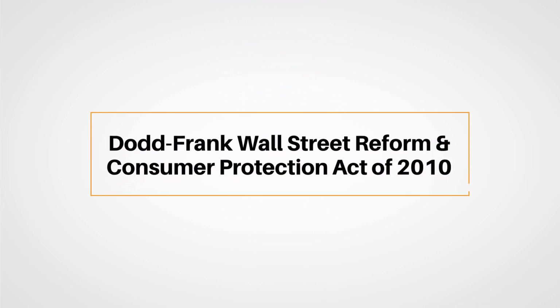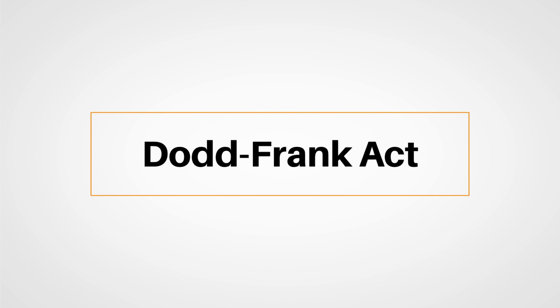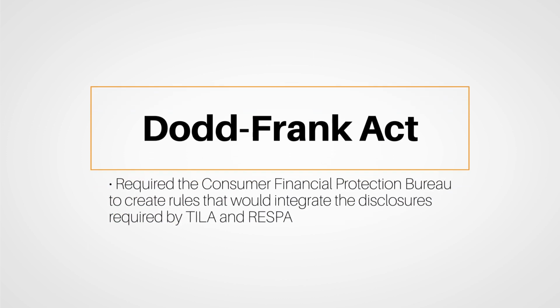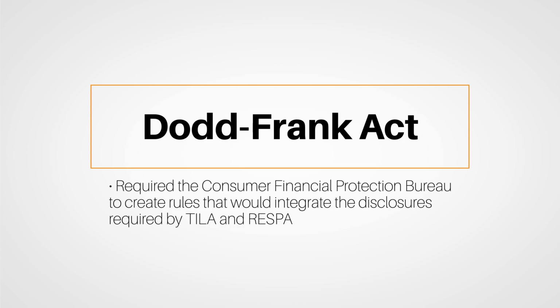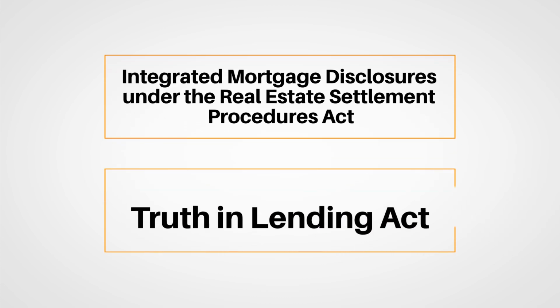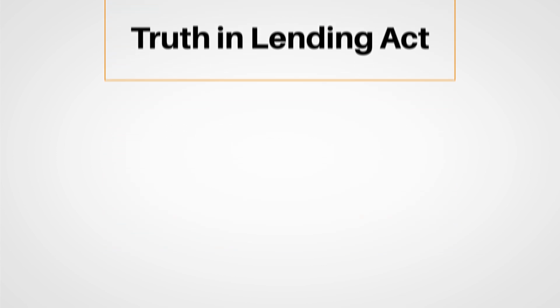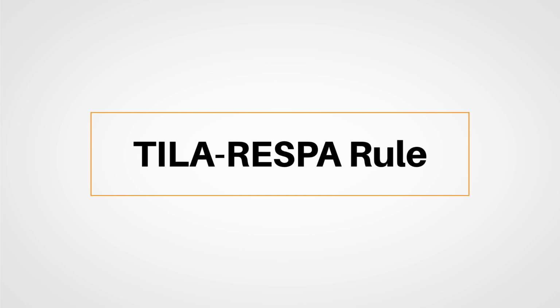The Dodd-Frank Wall Street Reform and Consumer Protection Act of 2010, or simply the Dodd-Frank Act, specifically addressed this by requiring the Consumer Financial Protection Bureau to create rules that would integrate the disclosures required by TILA and RESPA. The result was integrated mortgage disclosures under the Real Estate Settlement Procedures Act and the Truth in Lending Act, which became mandatory on October 3, 2015. Now it's commonly known as the TILA-RESPA rule.